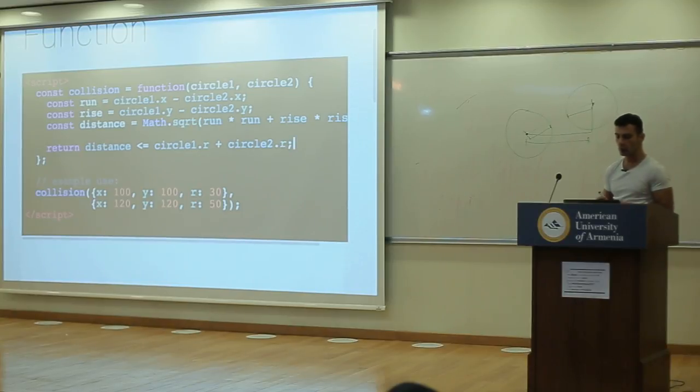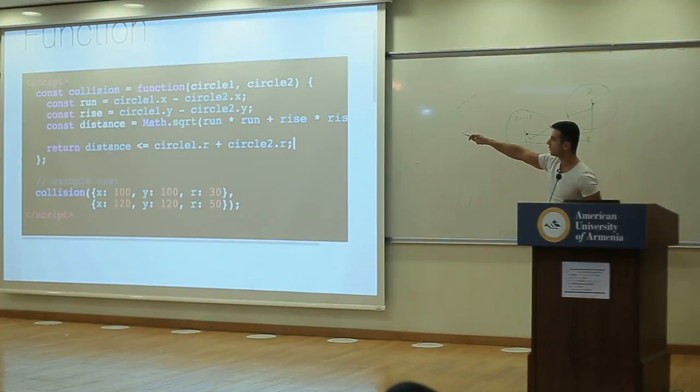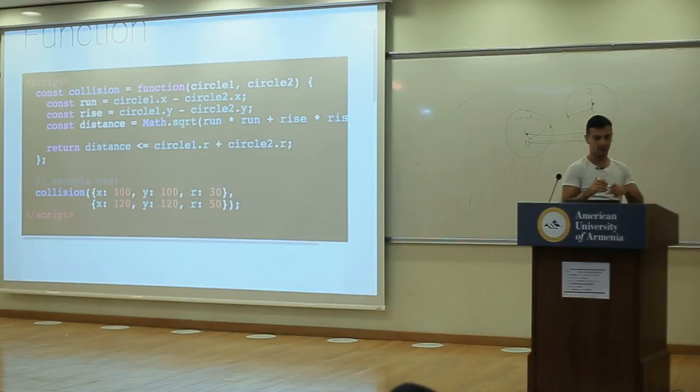Question though. We said circle 1 and circle 2, right? What if this was circle 1 and this was circle 2? Wouldn't the square root add a problem? If we do subtraction, in other words, if this was circle 1, this was circle 2, and we did subtraction, we would get this value no problem. But if we swap them... We can take the absolute value. Exactly.